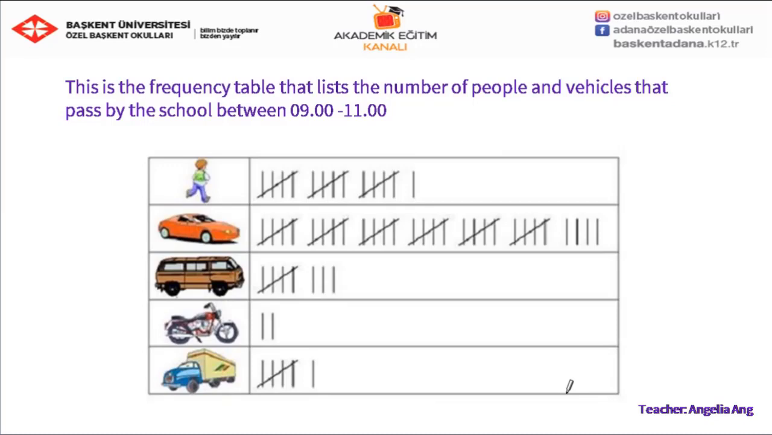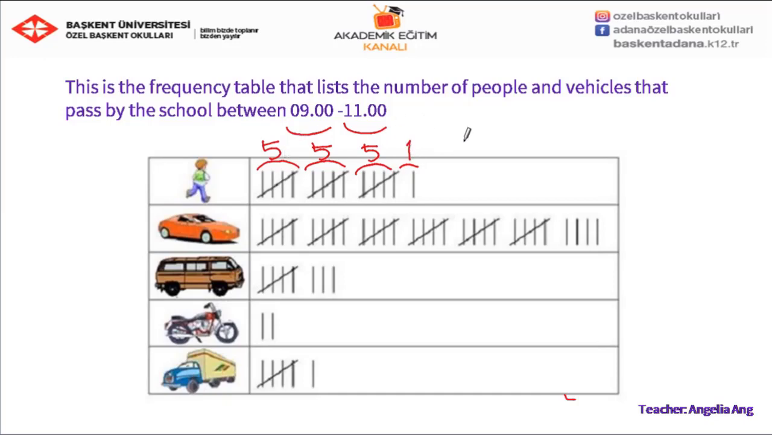Look at the frequency table below. This is the frequency table that lists the number of people and vehicles that pass by the school between 9 o'clock and 11 o'clock. Let's see. How many people pass by the school between 9 and 11? 5, 5, 5, and 1.